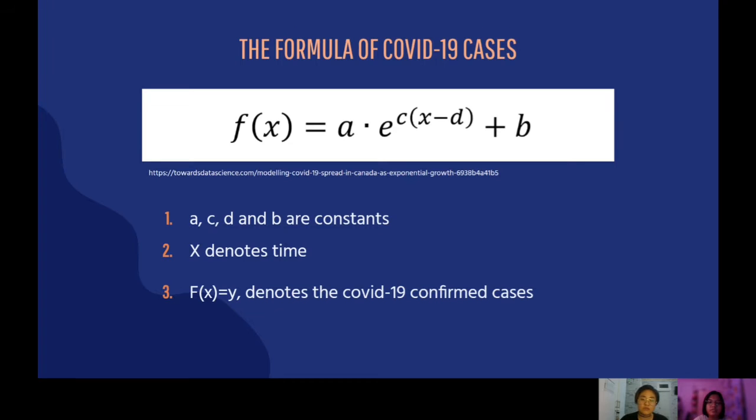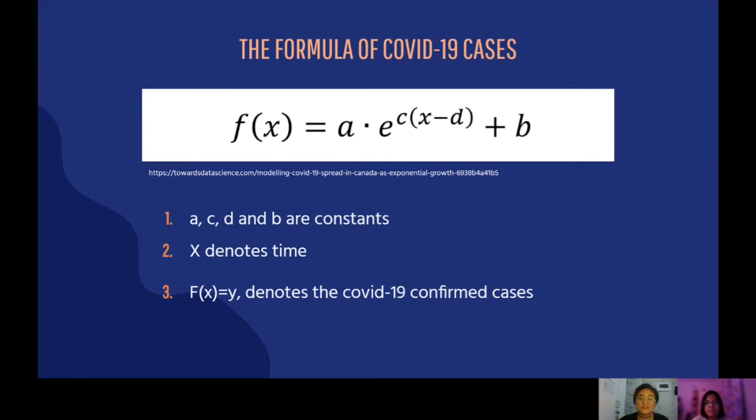A, C, D, and B are constants. These constants can be changed to fit the curve based on the plots of the values, while E is the natural number. The formula of the COVID-19 growth is equal to A times E to the power of C times (X minus D), plus B. The Y, or f(x), represents the number of confirmed cases, where X is the time.